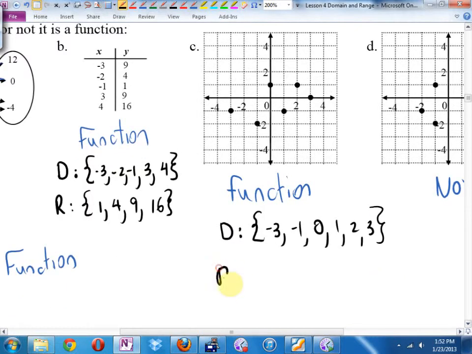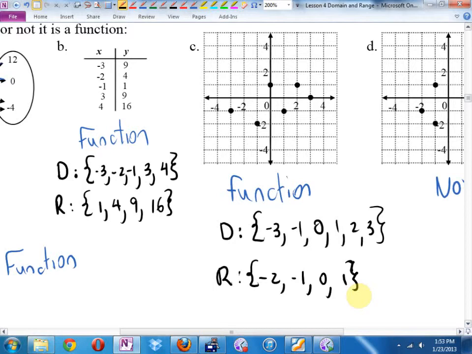What's my range? What are the y values that appear on this graph? -2, -1, 0, and 1. Do you see how we're getting that? Yeah? Points isn't too bad.